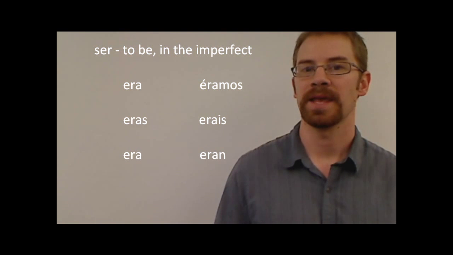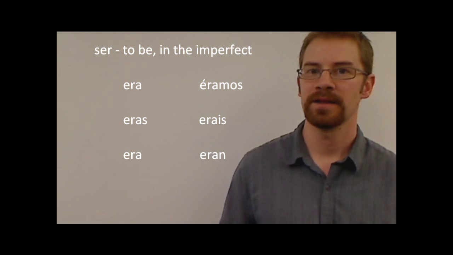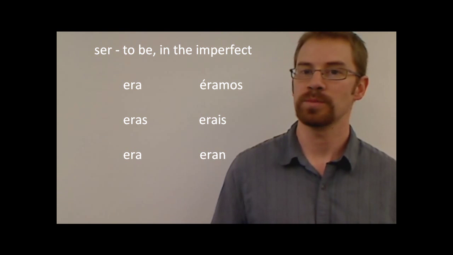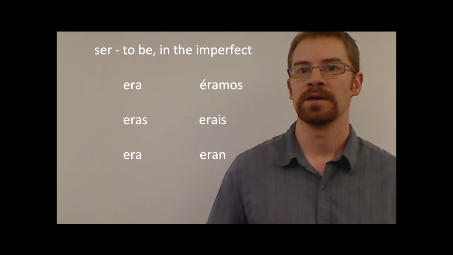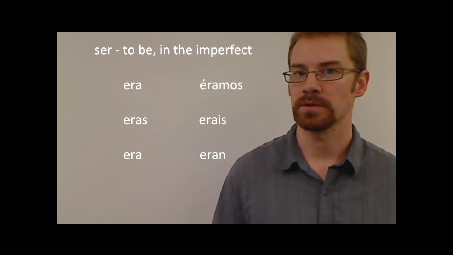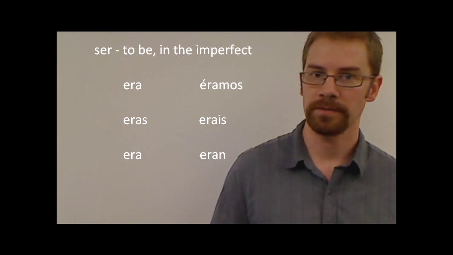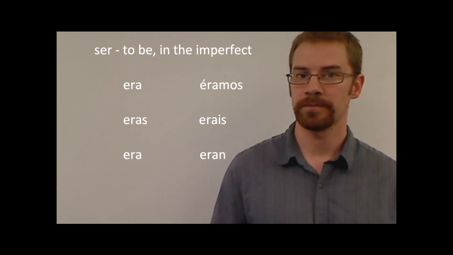So the first verb will be ser. Ser means to be. The conjugations of ser in the imperfect will be era, eras, era, éramos, erais, eran. So this would be used to talk about what somebody was like. Yo era gordo. So it'd be like saying I was fat, for example. It can be used for other things too, like telling time, like eran las dos. It was 2 o'clock.